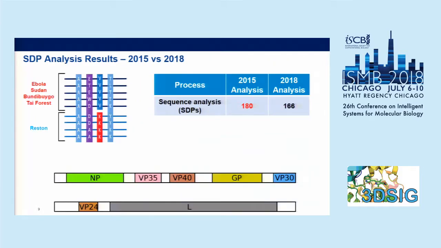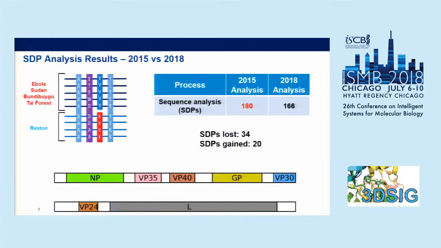So in 2015, we defined 180 of these SDPs at the sequence level, and with our updated analysis with more genomes, we have 166. So it's a net reduction of 14 SDPs, but we actually lost 34 and gained 20. These are positions, the ones that we've lost, when we had 200 genomes, they look to be differentially conserved. But when we look with more genomes, we actually see there's much more variation.